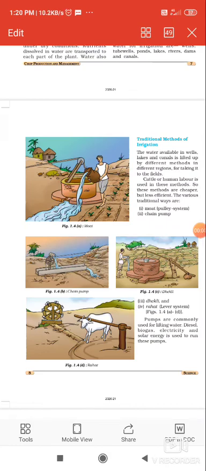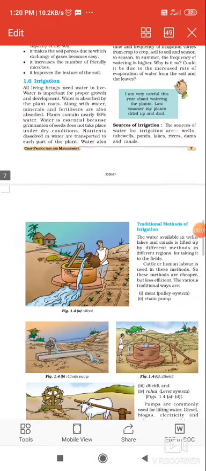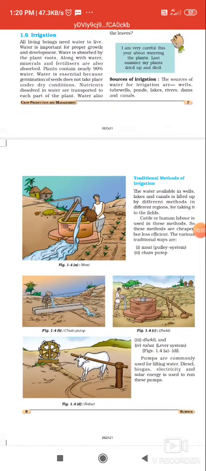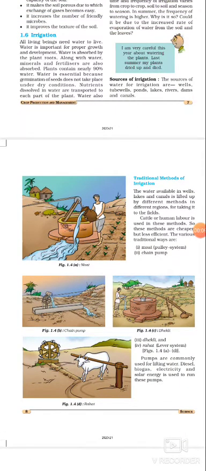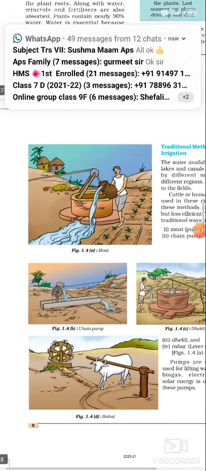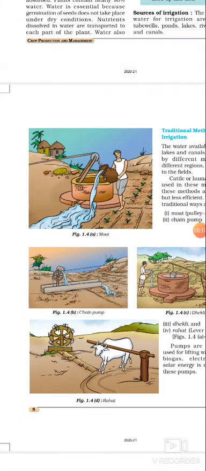Now students, we have discussed the sources of irrigation. Now we have to discuss the traditional methods that are used for irrigation purposes. You know that water is available in wells, lakes and canals. So how is this water provided to the fields?